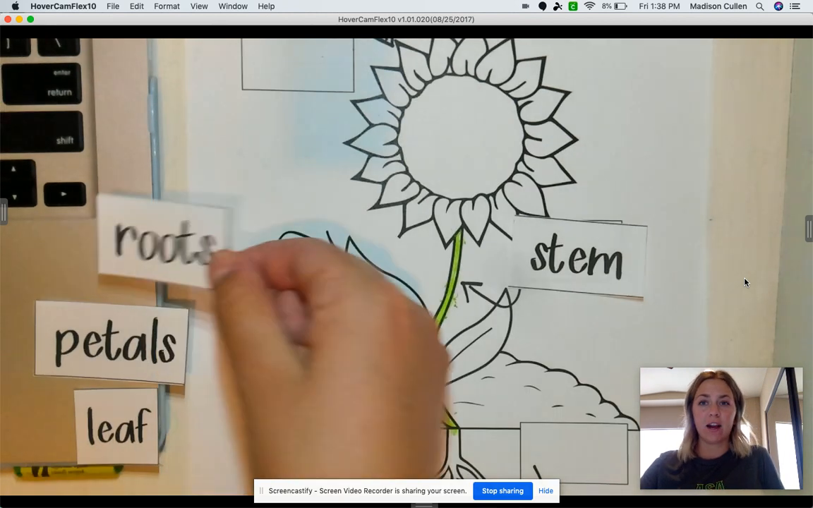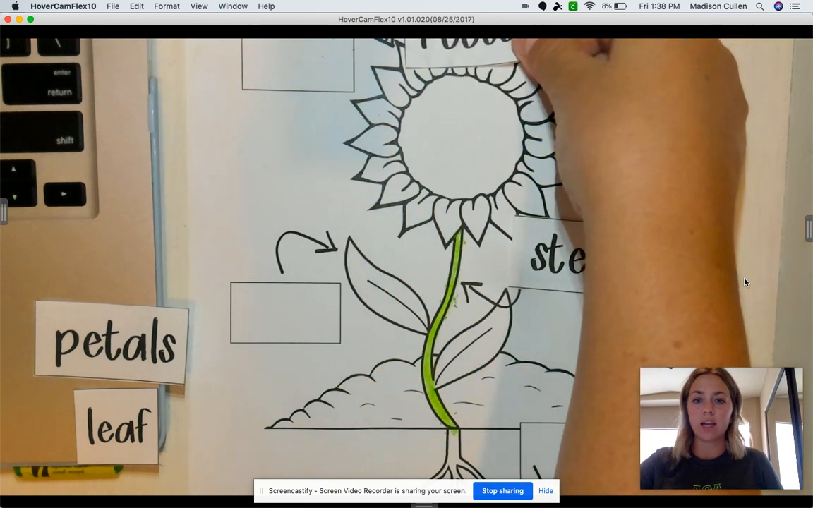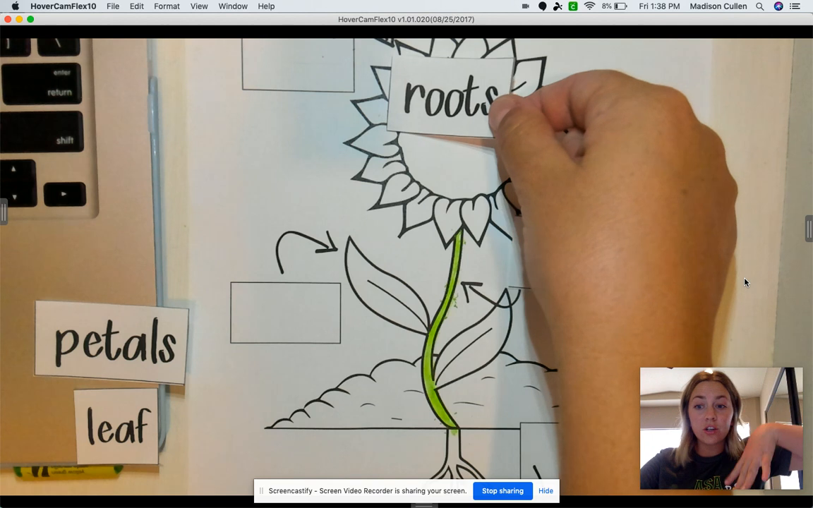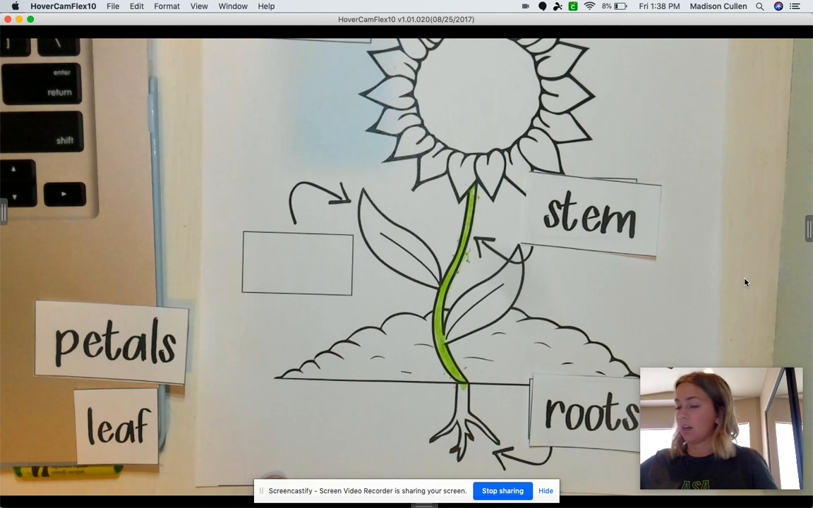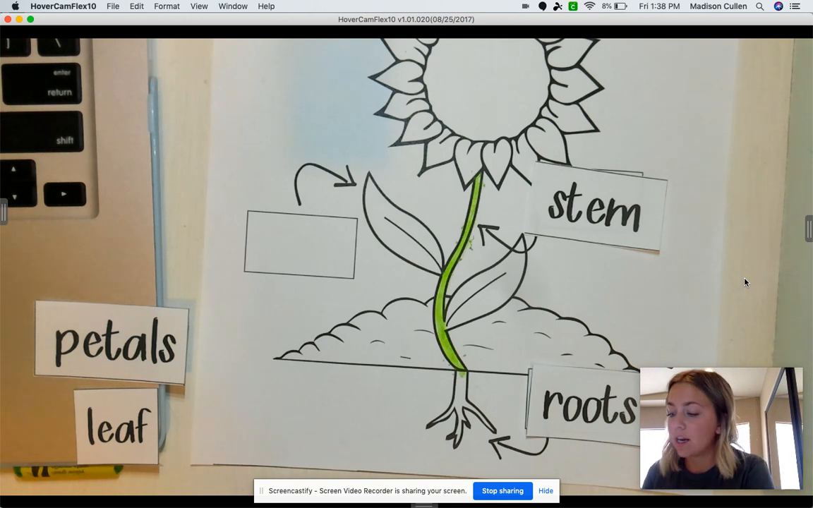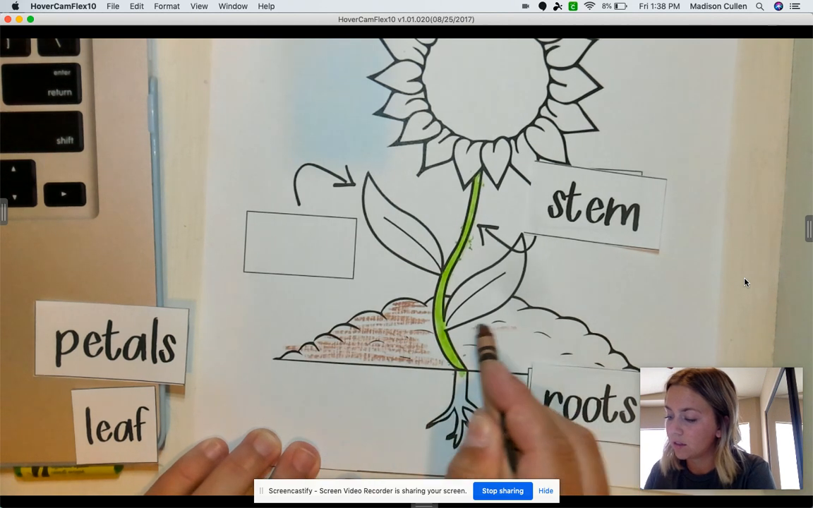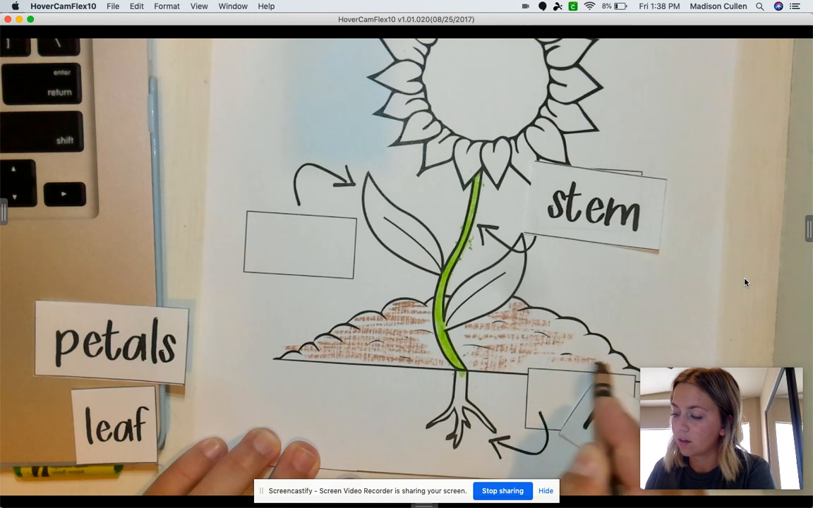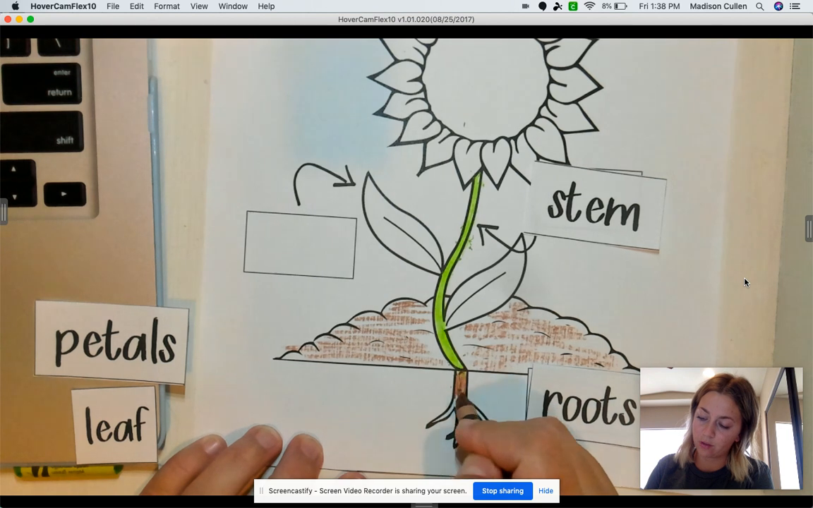We are going to try to find our roots. Okay, do our roots go above in the sunlight? No, they don't, right? The roots grow underneath the ground, and so they go right here. I'm going to move it up a little bit so that you can see the roots. And the roots are what holds the flower into the ground, right? And so let's color our soil really fast. Let's color our soil. And let's also color our roots, okay? Let's color our roots brown so that we remember that they are underground, right?